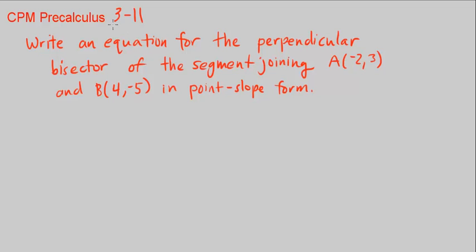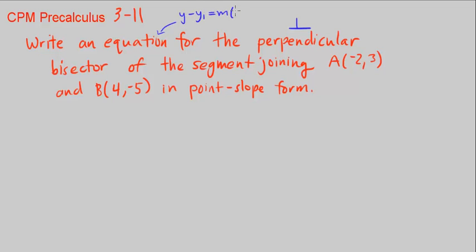This is CPM Precalculus, Chapter 3, number 11. So here we're asked to write an equation for the perpendicular bisector of the segment joining A, which is at -2, 3, and B, which is at 4, -5, in point-slope form.